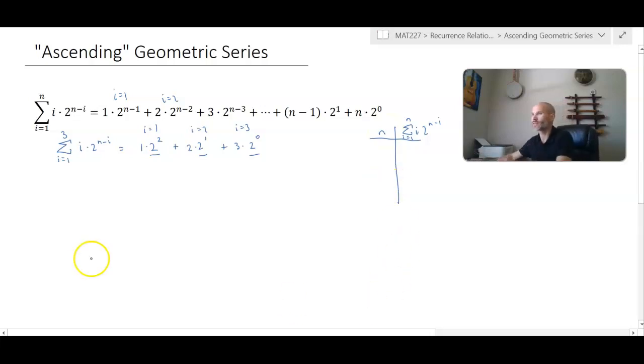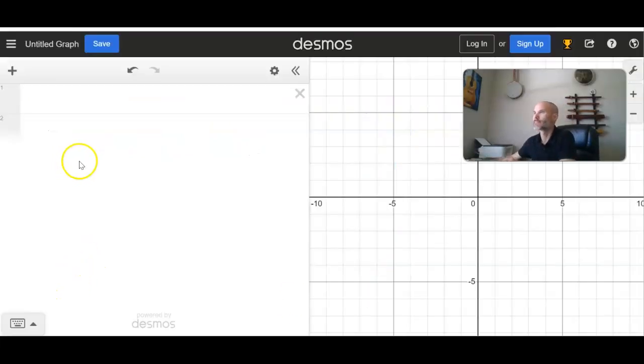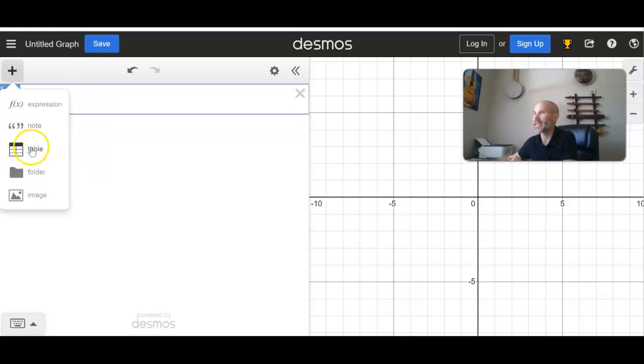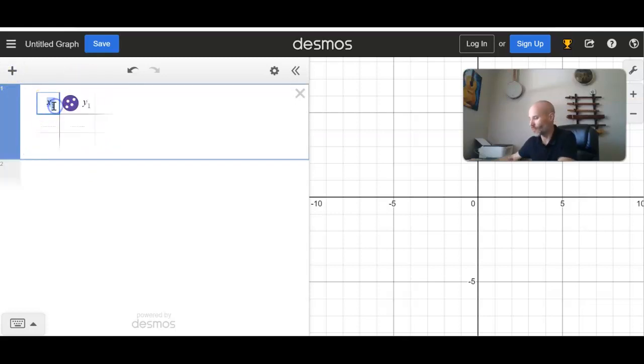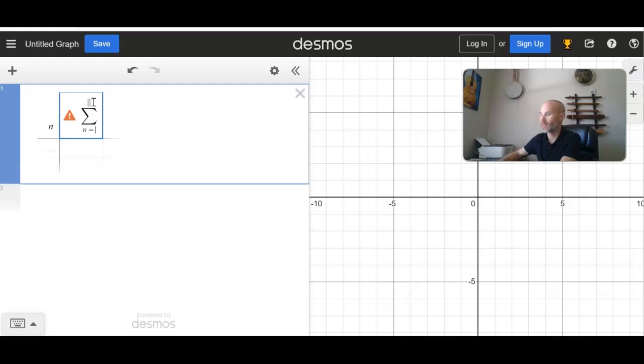Well, let's go ahead and do this over in Desmos. It's convenient to do it in here because we could just add in a table. And I'm going to relabel this column to be n. And I'm going to relabel this column to be the sum. So I'm going to type in sum. And I want this to be i equals 1 up to n. And then I want that sum to be of i times 2 to the power of, parenthesis, n minus i.